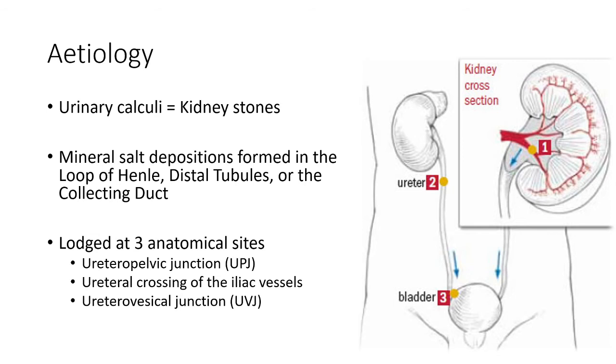They are formed by mineral salt deposits in the kidney and then move along the urinary tract to be lodged at 3 anatomical sites: the ureteropelvic junction, ureteral crossing of the iliac vessels, and the ureterovesical junction.